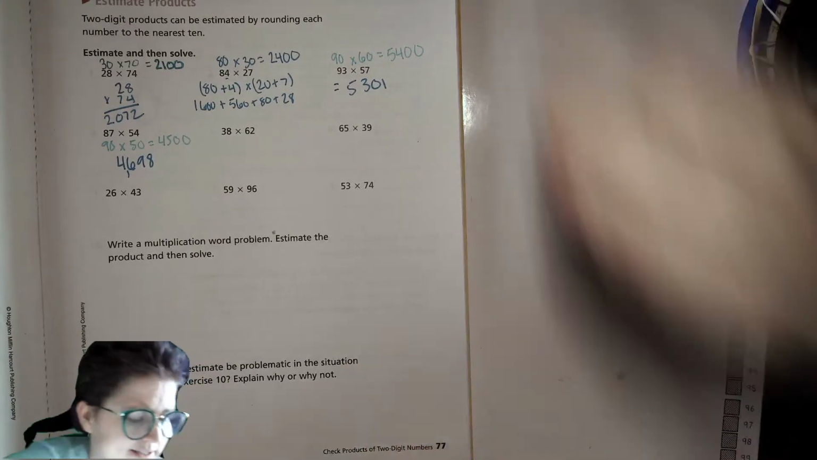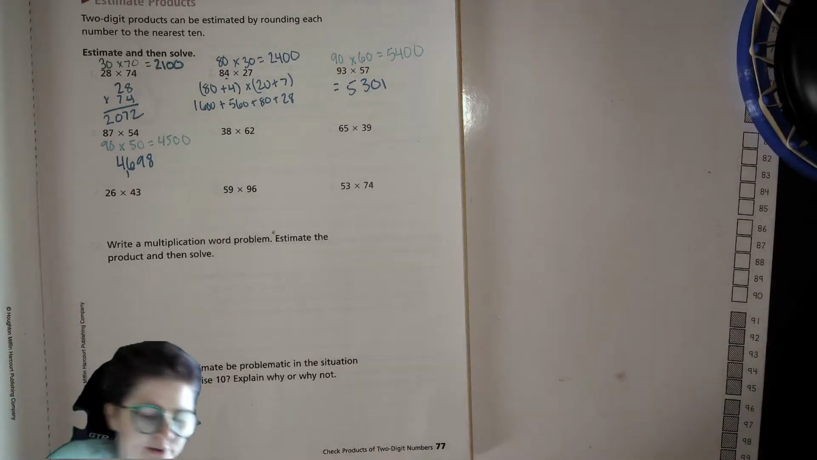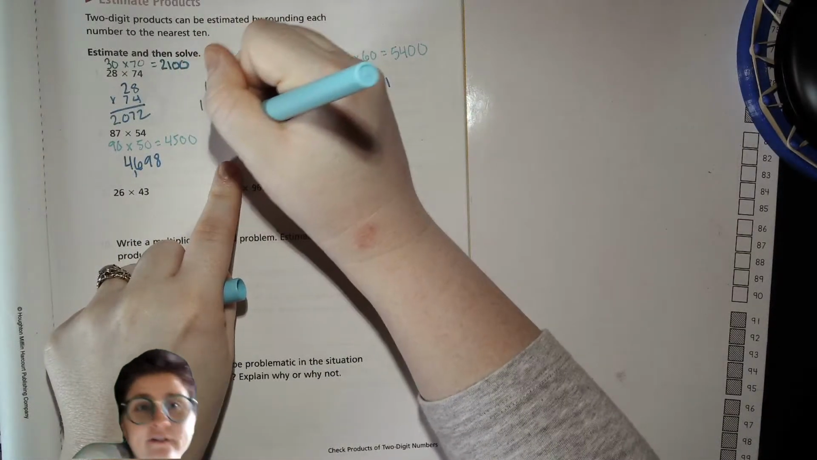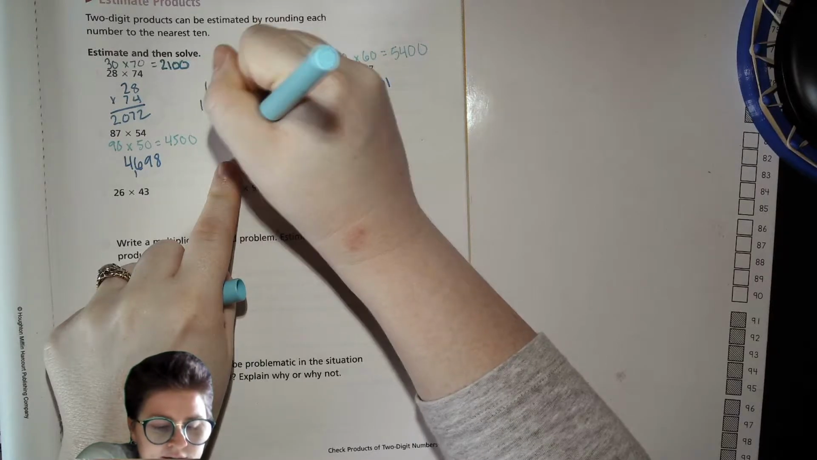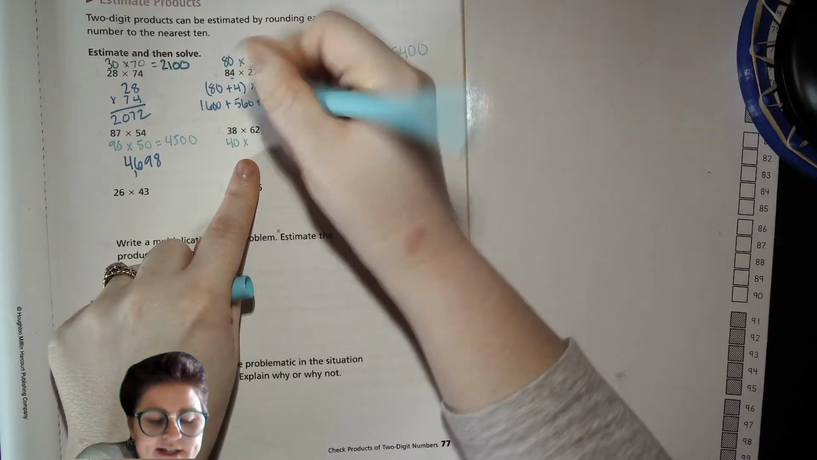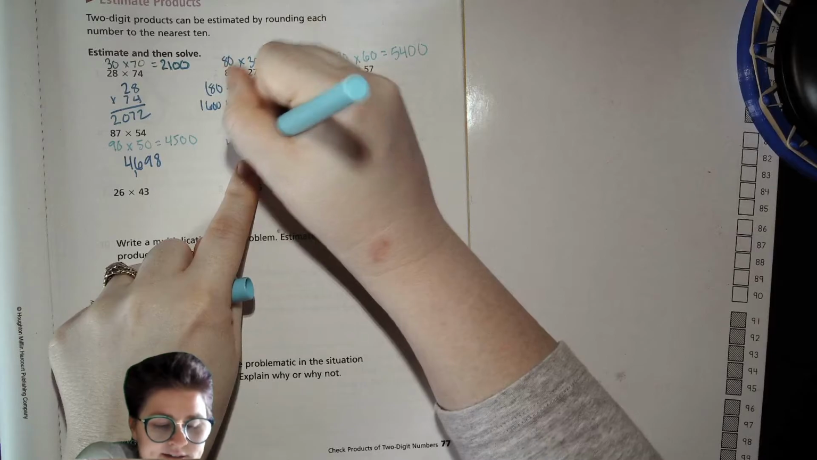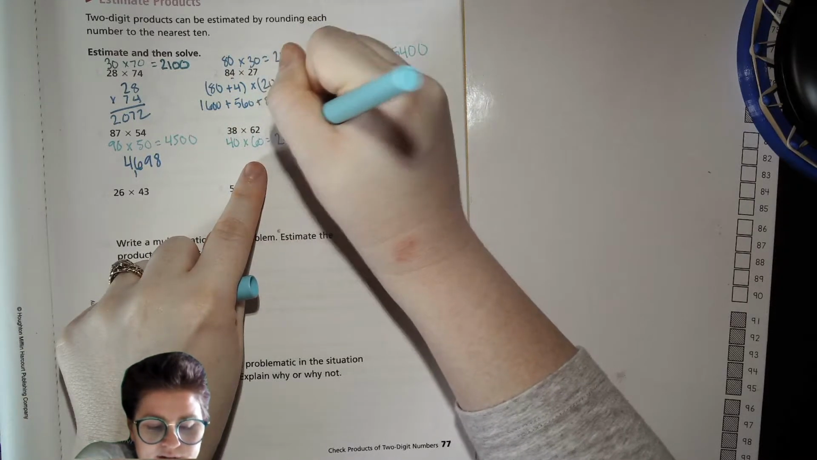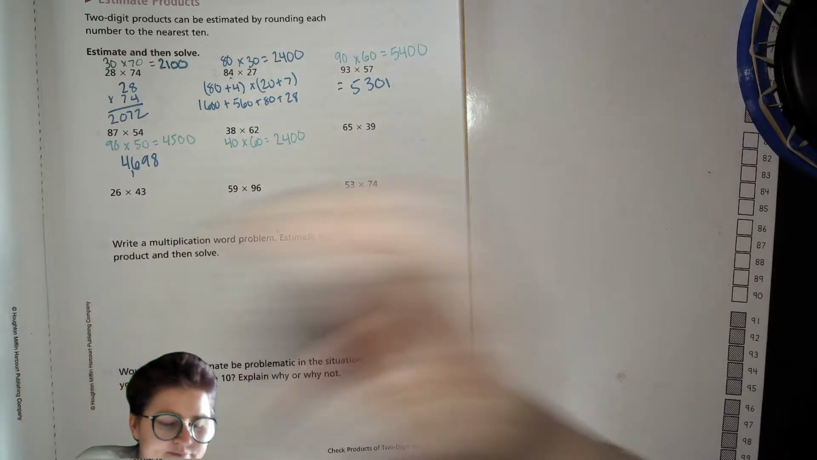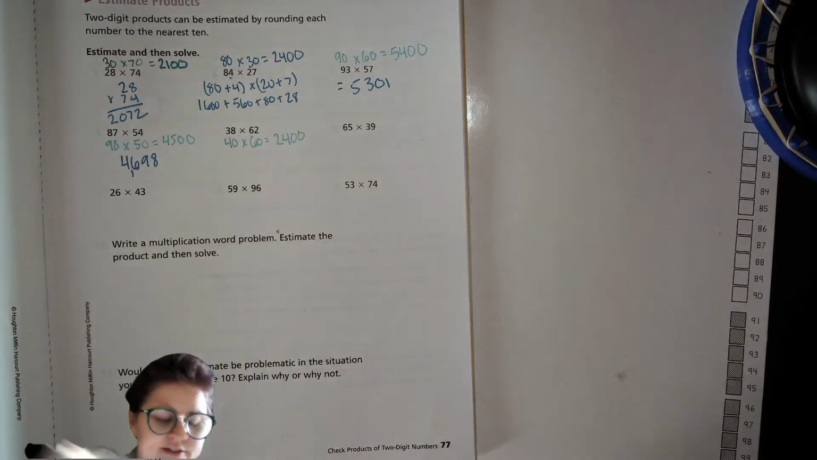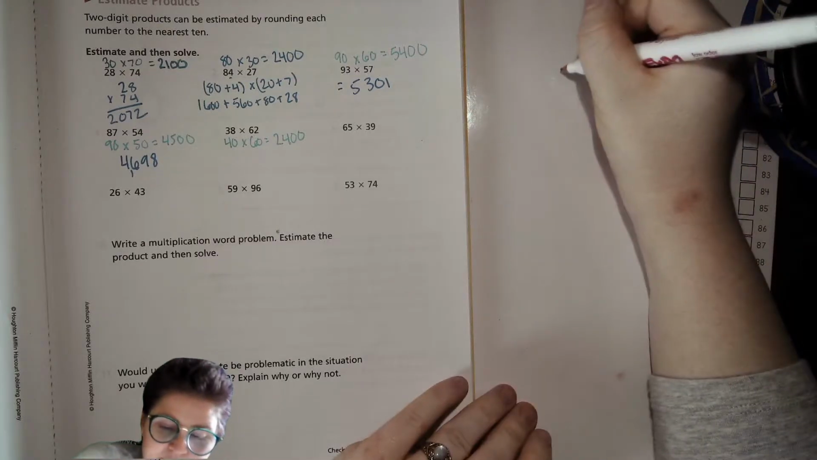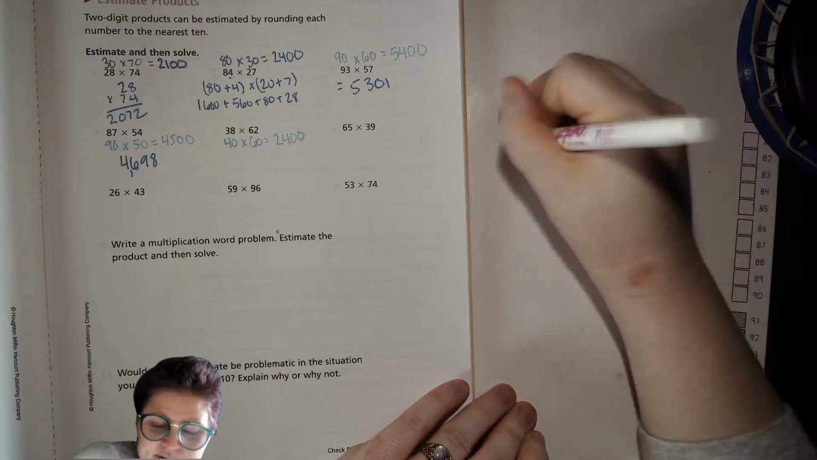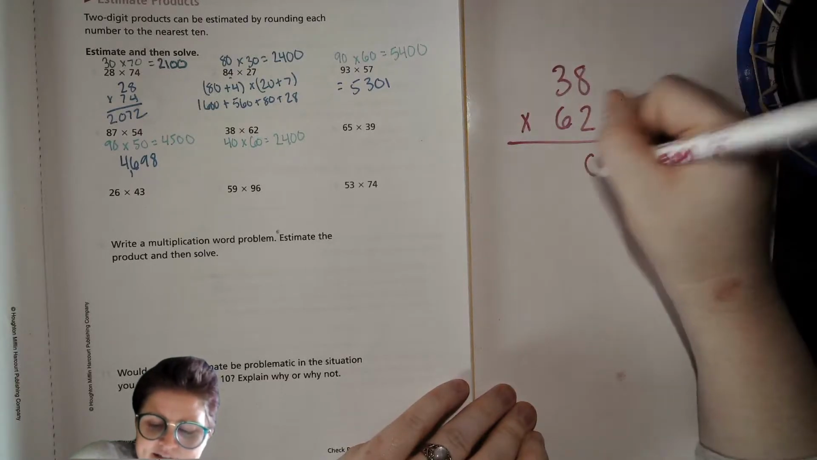Next one, let's see. So 38 rounds to what as the nearest 10? 40. And then 62 is what nearest 10? 60. So those multiplied together should be 2,400, right? Let's do that method that your parents are probably familiar with. 38 times 62.